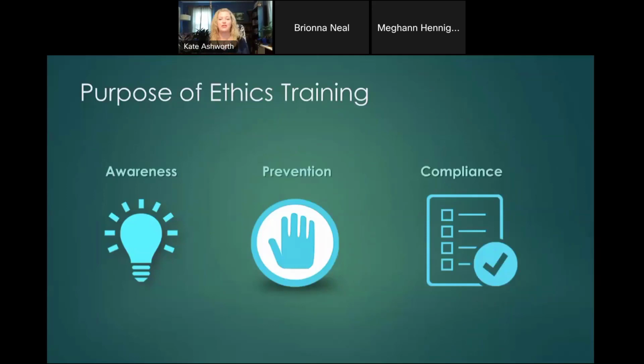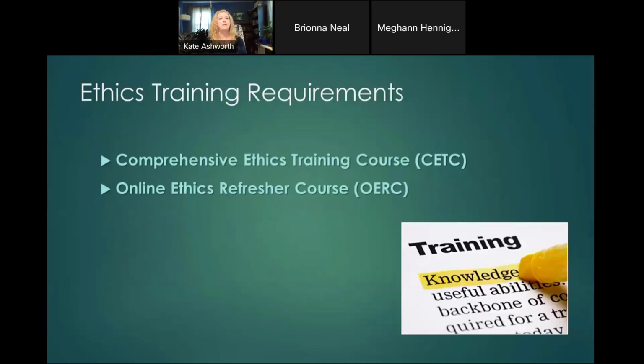But the purpose of ethics training hasn't changed. It's to raise awareness of what the laws say, to prevent any potential conflicts of interest in the state workforce. And of course, the purpose of ethics training is it's a matter of law. We have to do it, right?